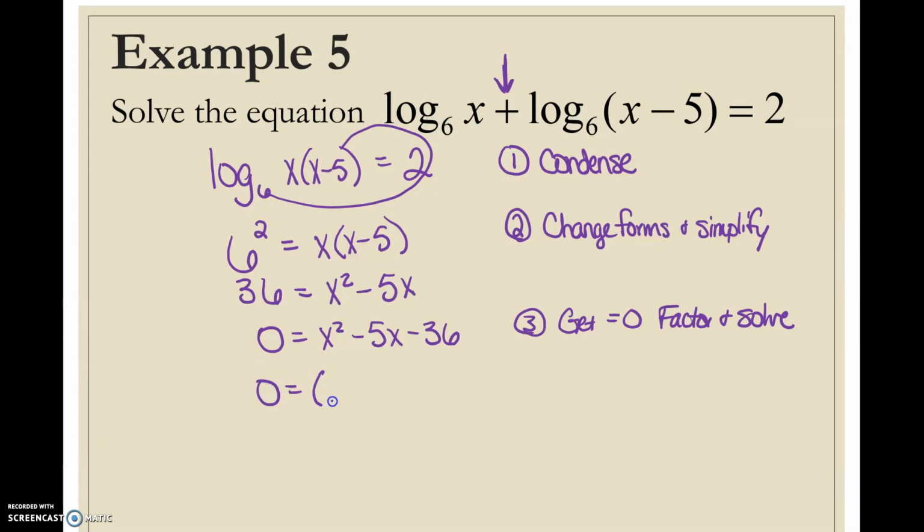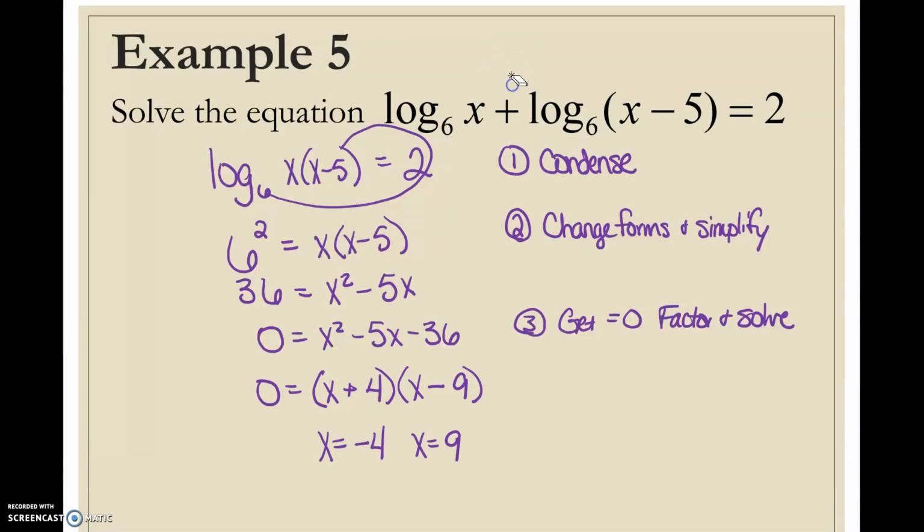We are looking for 2 numbers that multiply to give us negative 36 and add up to negative 5. So 1 times 36, 2 times 18, 3 times 12, 4 times 9. To add up to negative 5, the bigger number needs to be negative. So my solutions are negative 4 and positive 9.